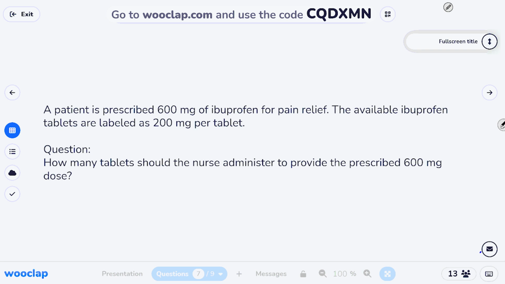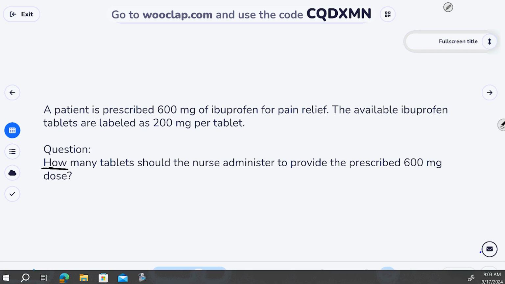So 600 milligrams of ibuprofen for pain relief. The available ibuprofen tablets are labeled as 200 milligrams per tablet. I have spelled that out entirely, but the question is, again, what's your X? How many tablets should the nurse administer to provide the prescribed 600 milligram dose? So I've spelled this out as best we can. There's your X. Keyword there was how many tablets. So that tells me what? X is some number of tablets, right? Like X tablets is what I'm looking for.